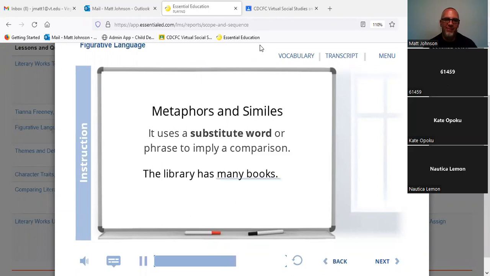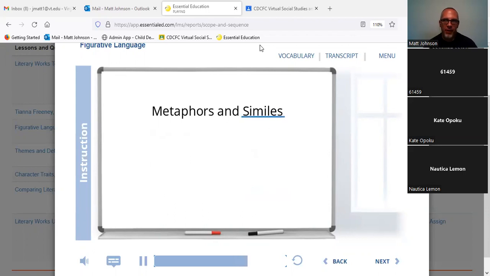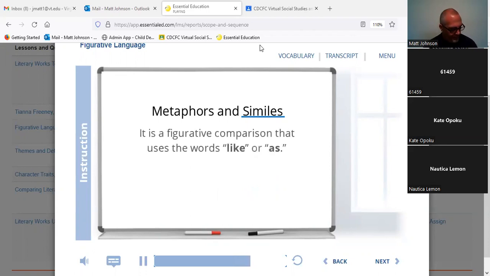What if I replace the phrase many books with the phrase a sea of books? That would compare the number of library books with the huge amount of water in the sea. This metaphor makes it sound like way more than just many books. A simile works the same way as a metaphor, with one important difference. A simile is a figurative comparison that uses the word like or as.